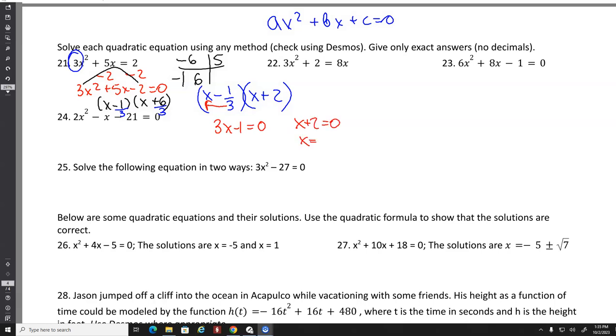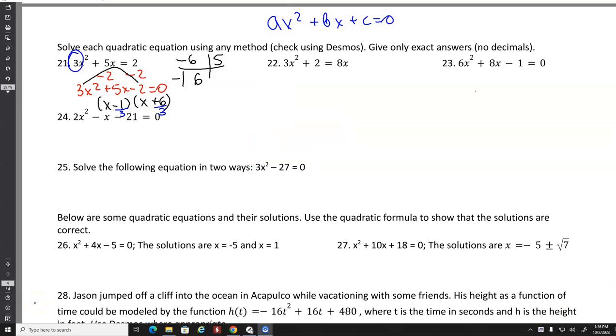X equals negative 2. I'm going to move that 2 to the other side. Here I'm going to add 1 to both sides, so 3x will equal 1. I divide by 3 because I'm doing a two-step equation, so x equals 1/3. So these are your two answers. All right, the same thing for question 22.